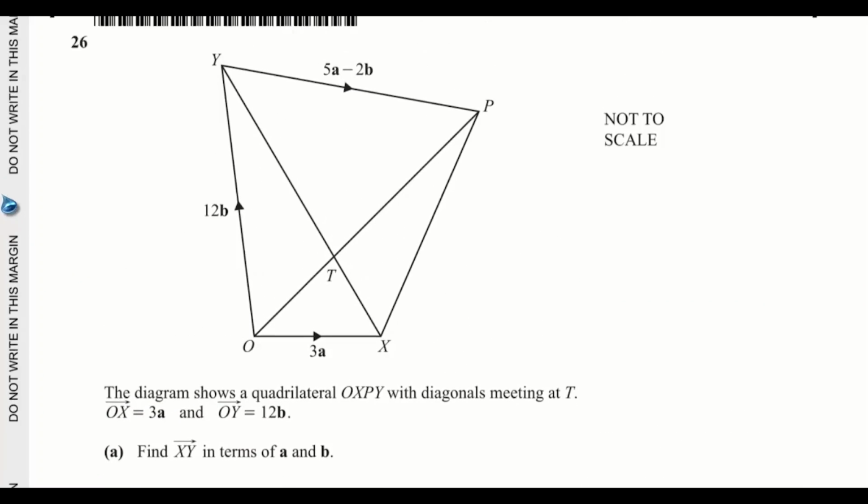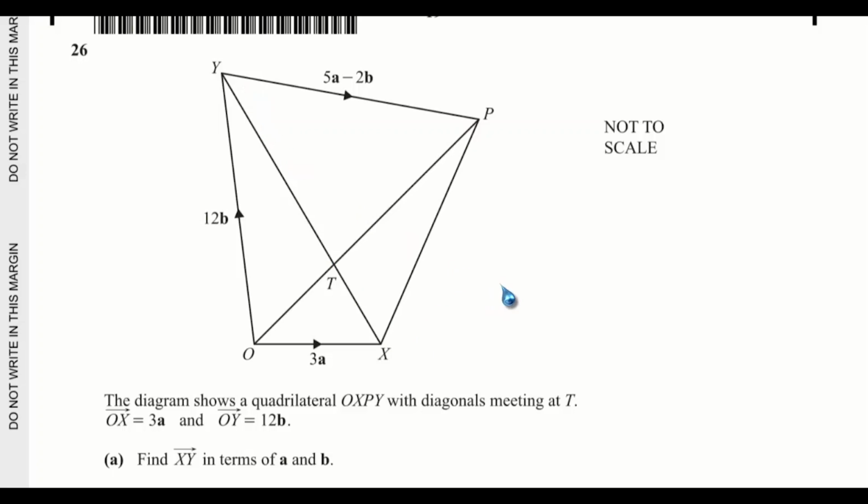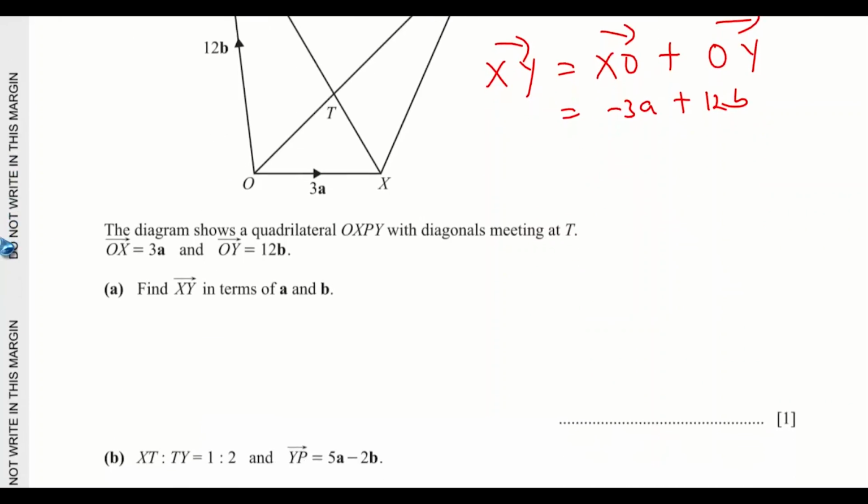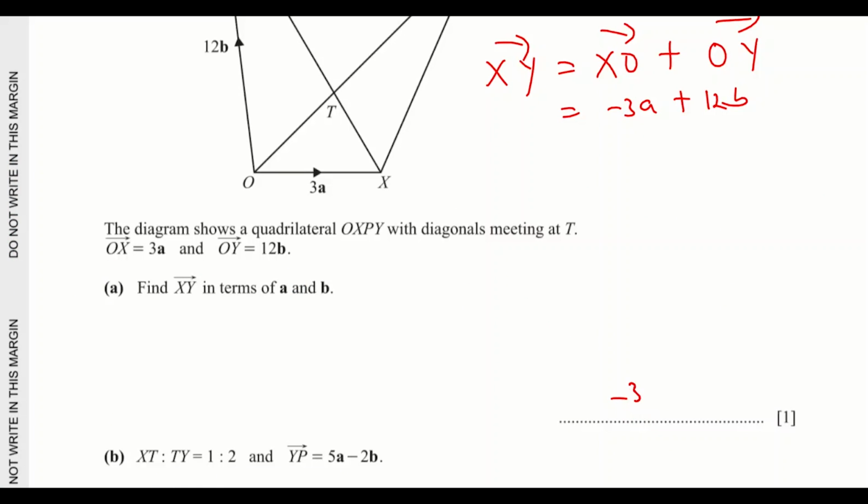Okay, so XY from here, this is XY. So let's write here XY equals XO add OY. XO is moving in the opposite direction to OX, that will be minus 3a, then plus OY. OY is in this direction, that is 12b. So you can write your answer as that, or you can factor out 3. I'll leave my answer as minus 3a add 12b.